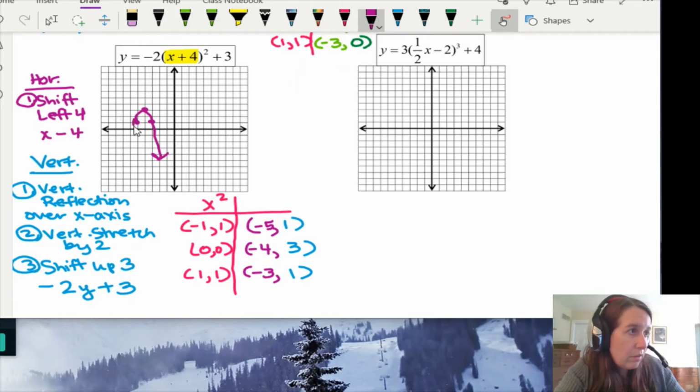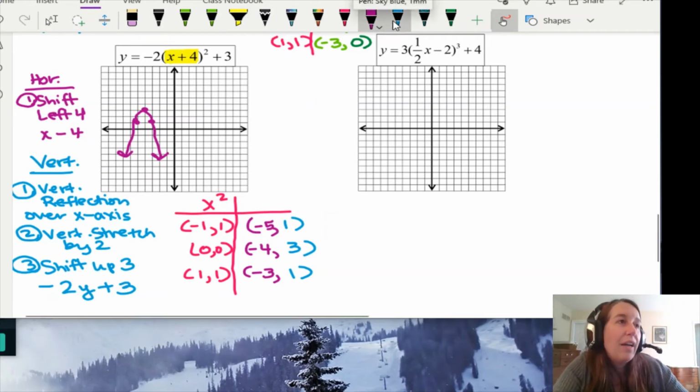And notice that this is a parabola. So it would be a curve. It's facing downward because it was vertically reflected. It's a little bit taller because of the 2. It's shifted up 3, and it's shifted left 4. Okay, so looking good.